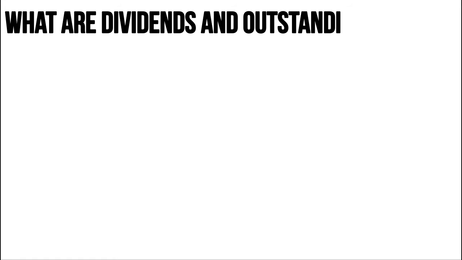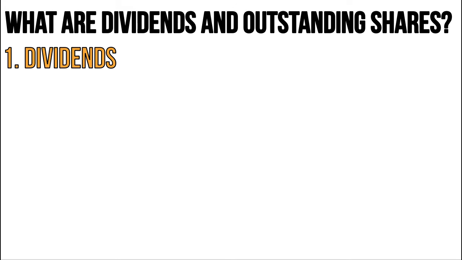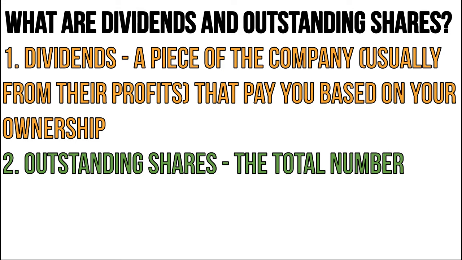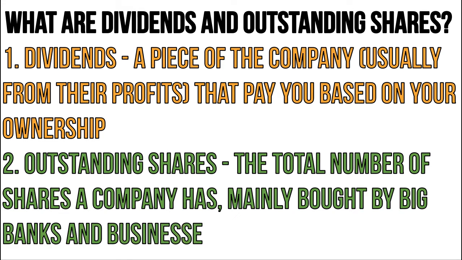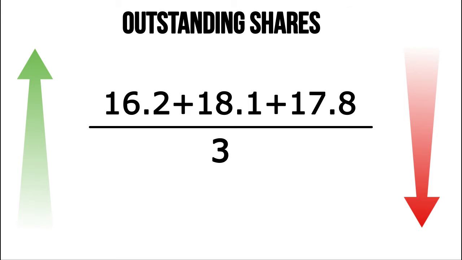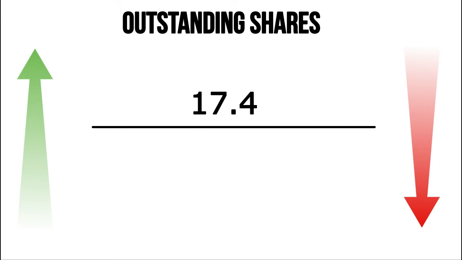For those who do not know, dividends are a piece of the company, usually from the profits, that pay you based on your ownership. The outstanding shares are the total number of shares a company has, and these shares are bought mainly by big banks and businesses and is where investors purchase from. The outstanding shares may fluctuate over time, which is why taking the average gives the most accurate earnings per share.